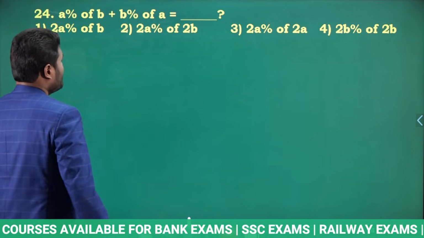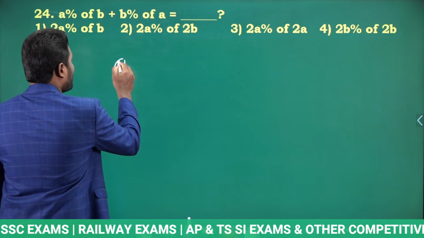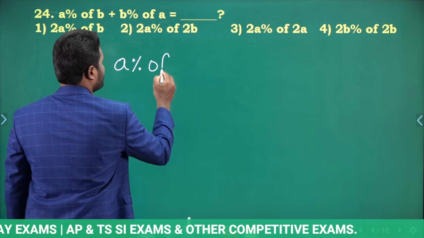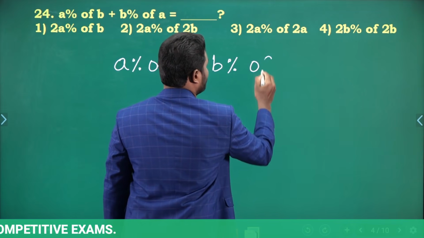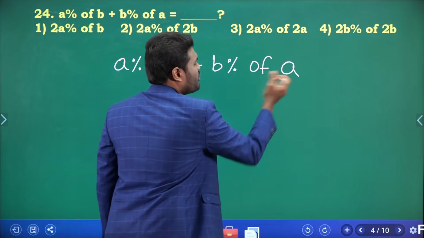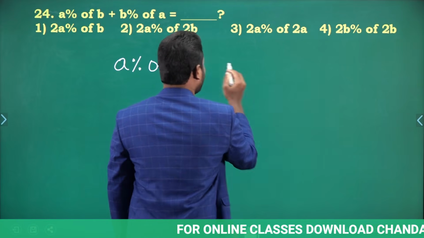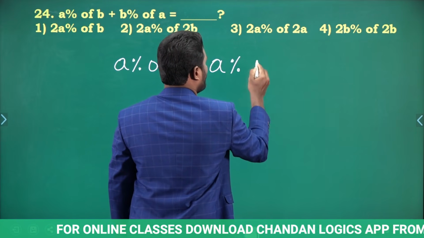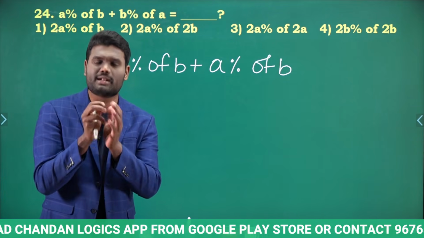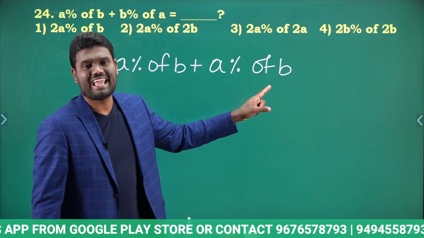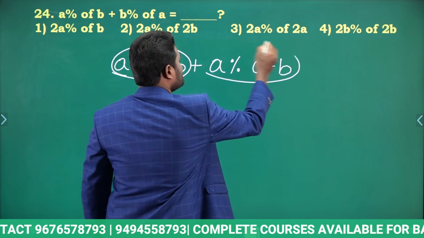A percent of B plus B percent of A is equal to what? Even this is a very simple question. Look here: A percent of B plus B percent of A. Can I write B percent of A as A percent of B? Why? Because X percent of Y is the same as Y percent of X. Using that concept, I can say B percent of A is the same as A percent of B. Now look here, even this is A percent of B, even this is A percent of B.